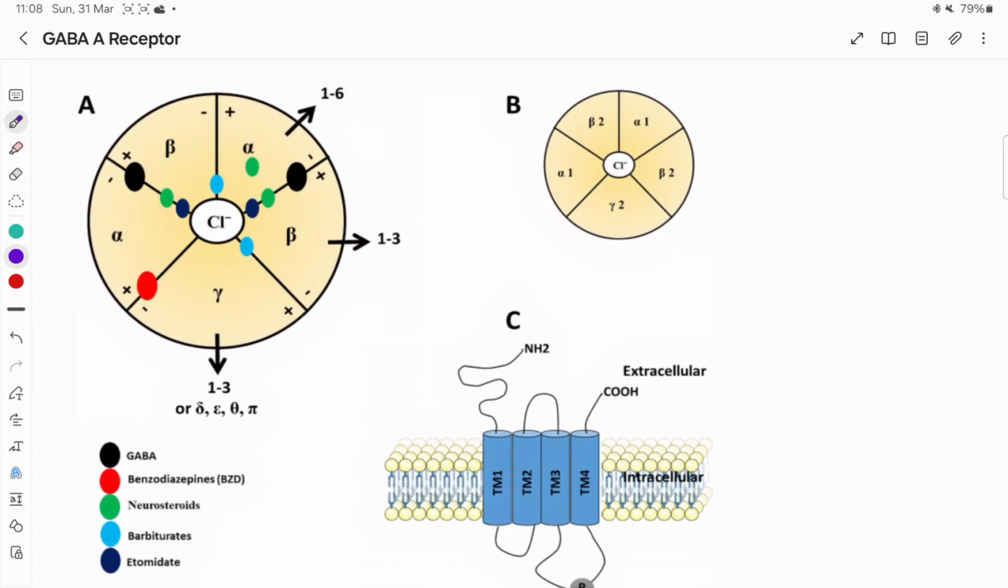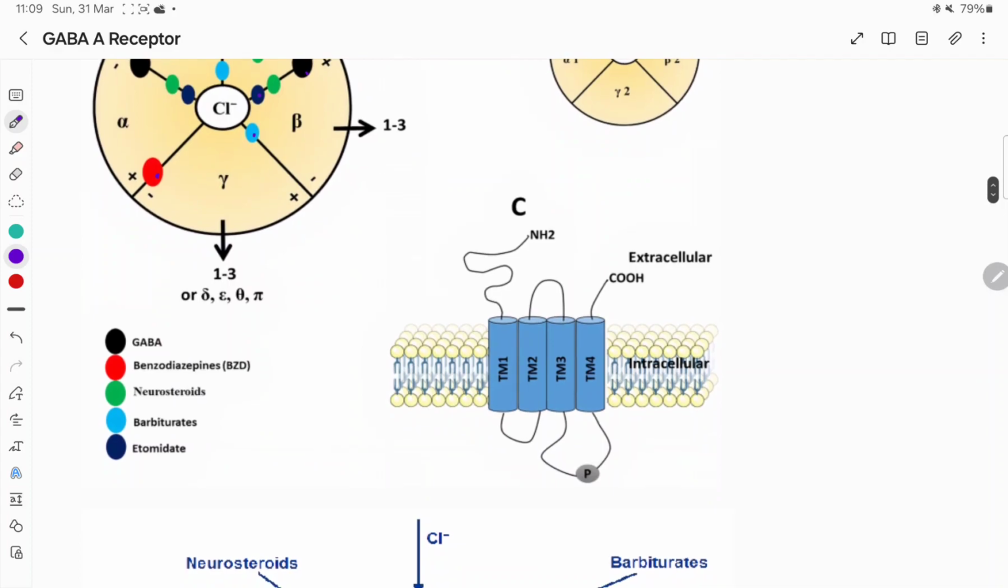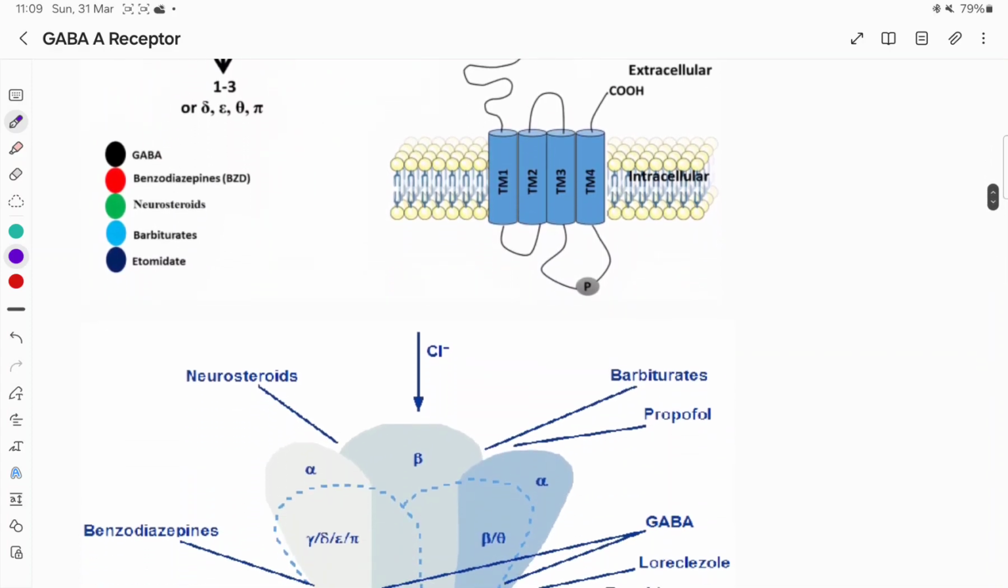Here the GABA binds to this black color one. This is the GABA binding site. Then the red color, this is the benzodiazepine binding site. Then the green color, this is the neuroactive neurosteroids binding site. Then this is the barbiturate binding site, and this is the etomidate binding site. So different sites to which different drugs bind.